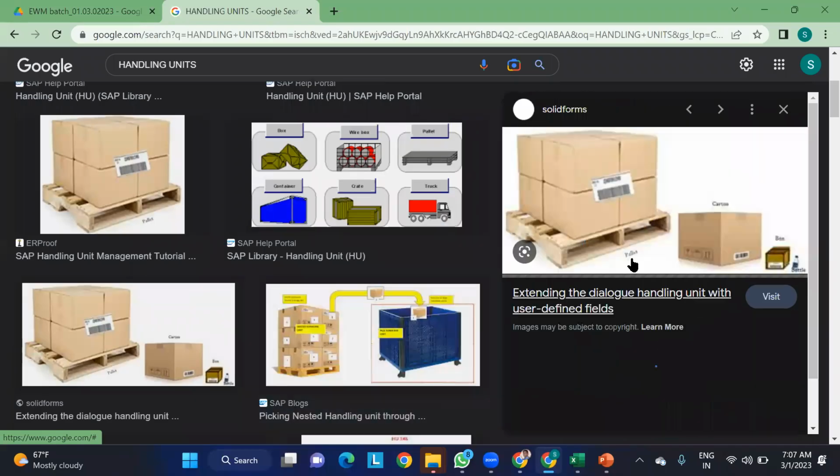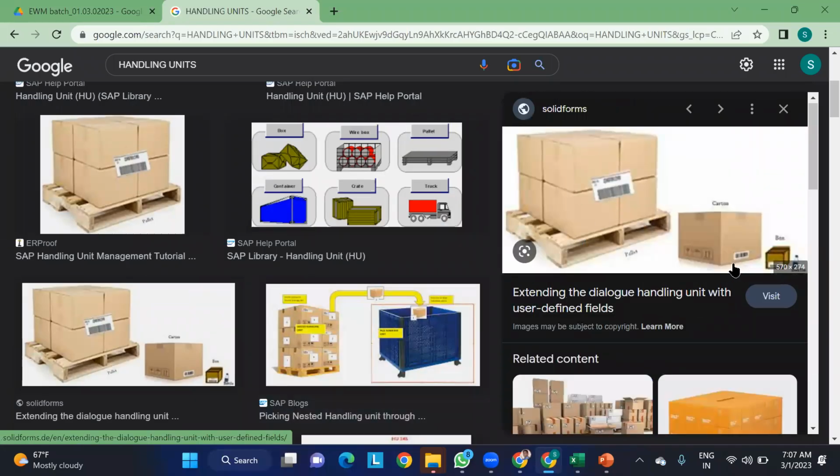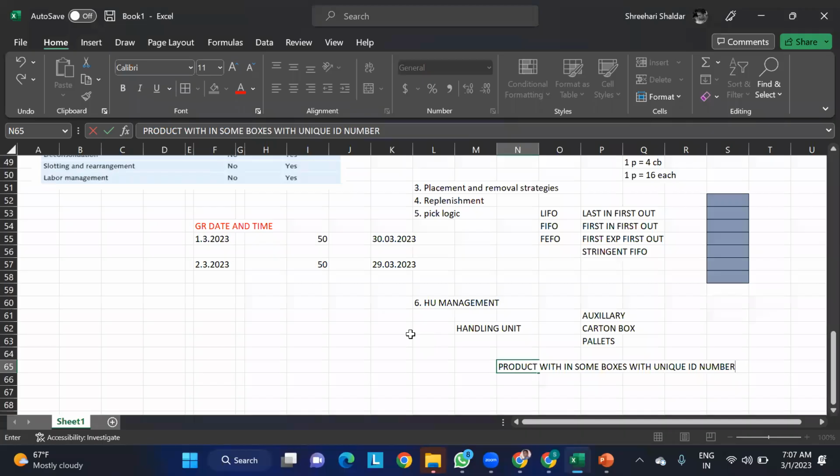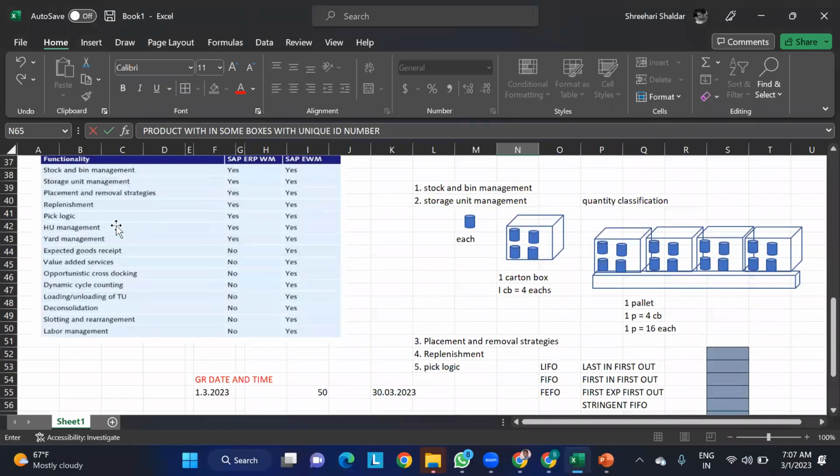Here you can see it perfectly. In whatever carton box you take, you can see some scanning things; some barcodes will be maintained on the carton boxes or the pallets. So this is how we'll be taking the handling units within EWM. Why these handling units are required, we're going to discuss further. This handling unit management is there in WM as well as EWM.